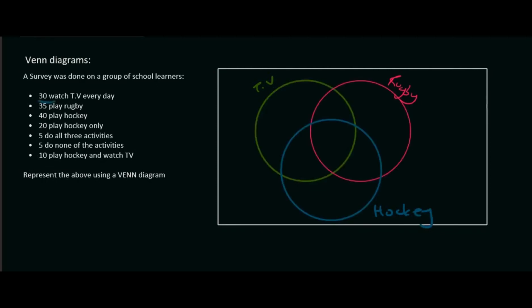So the first thing they tell us is that 30 people watch TV. Guys, that does not mean we go and put a 30 over there. The 30, remember, TV is this whole green circle, so it means that this part, this part, this part, and this part should add up to 30. But we don't know how much must go in each part, so we can't use that value just yet.